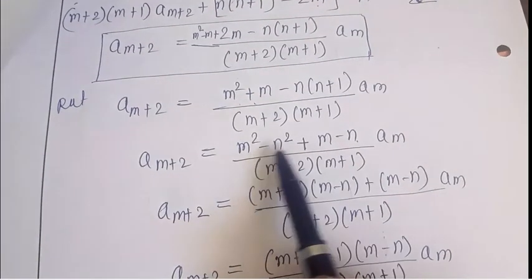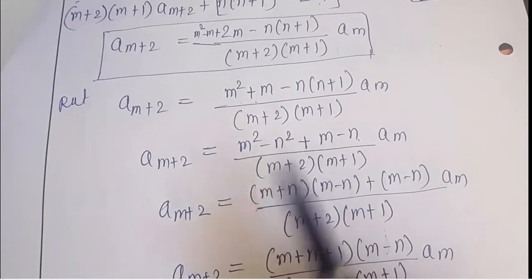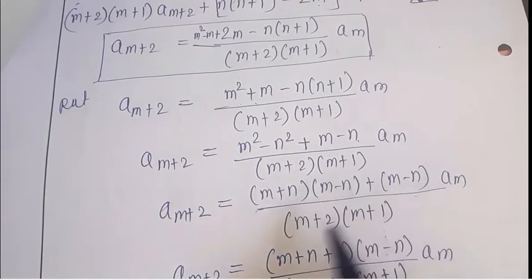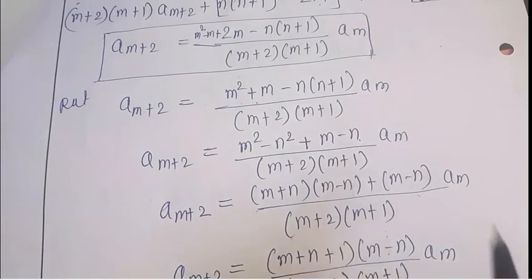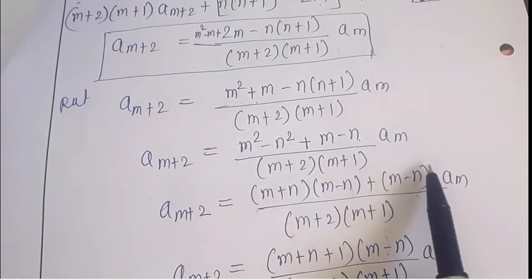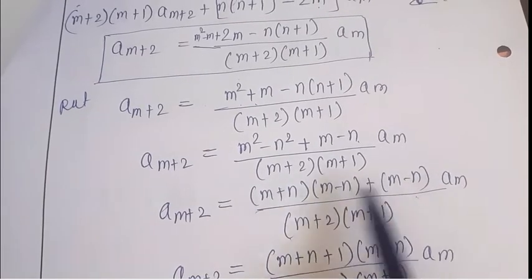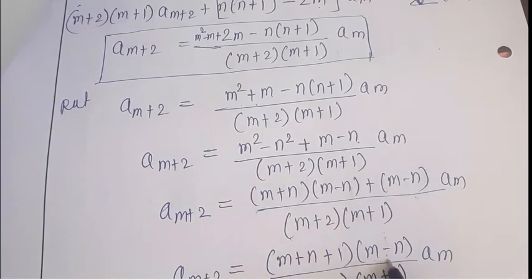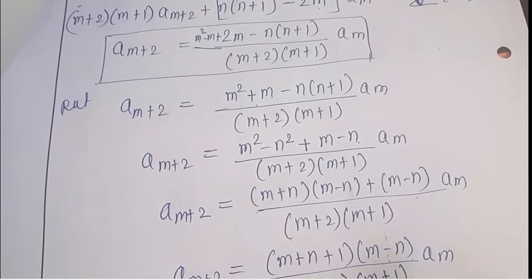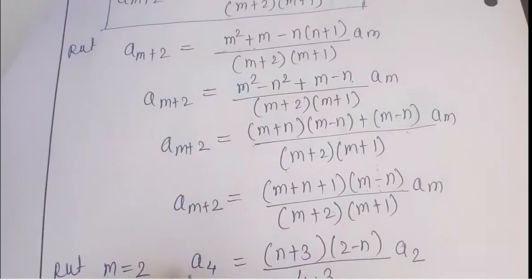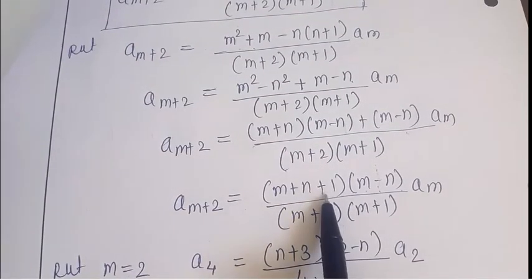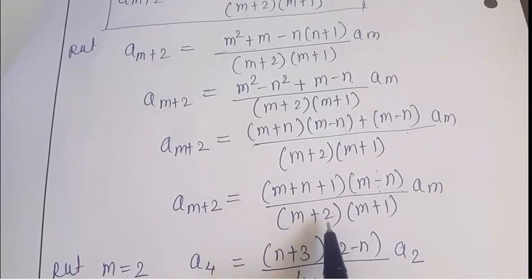Now m square minus n square is a square minus b square. So what are the factors? (m plus n)(m minus n) divided by (m+2)(m+1) a_m. Here, m minus n is a common term in the numerator, so we take it outside. The remaining is m plus n plus 1. So a_{m+2} is (m plus n plus 1)(m minus n) divided by (m+2)(m+1) a_m.